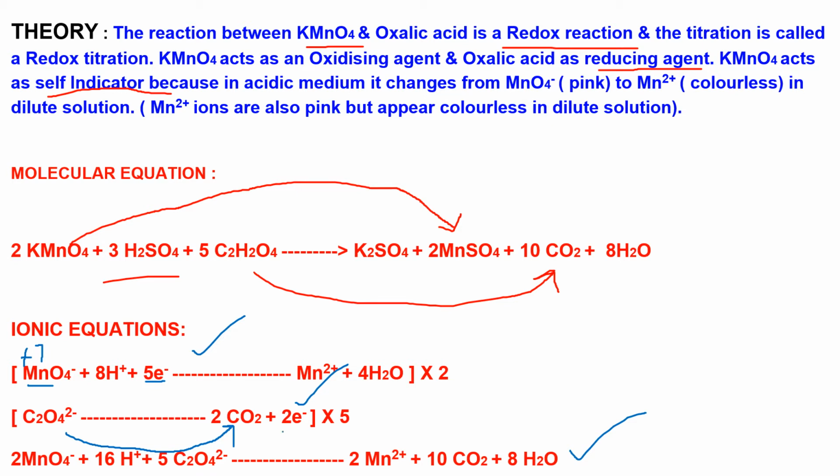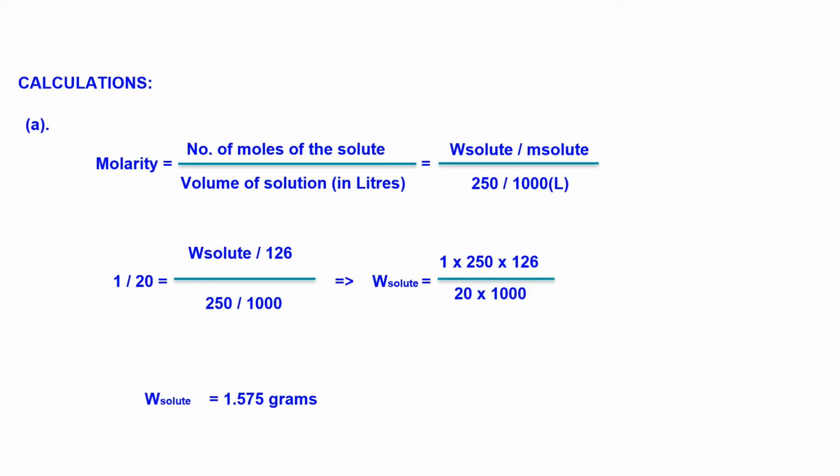2 electrons are involved. Now to make the electrons lost and gained equal, we have to multiply here by 5 and here by 2. And we get the final equation, which is the complete ionic equation. Now be careful that in the balanced equation, 2 moles of KMnO4 are reacting with 5 moles of oxalic acid. This will be used in the calculation.